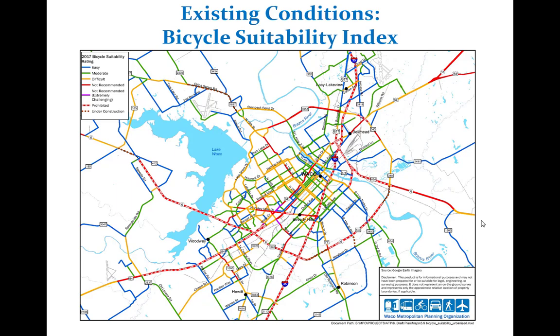And then there are streets where bicyclists are just not permitted at all, and those are shown here in the red dashed color.